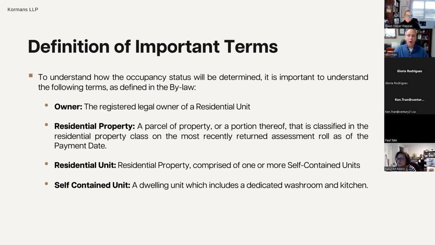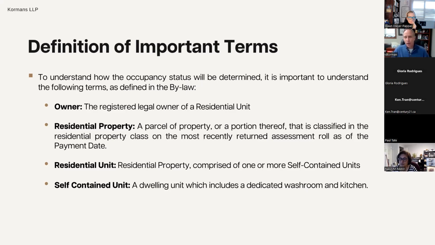So there could be a property that is a mixed use property, but a component of it is a residential unit. It might fit this definition. So there has to be a filing, a declaration on that, and there's potentially tax payable if it turns out to be vacant. And there's also a definition for a self-contained unit, which would be a dwelling unit, which includes a dedicated washroom and kitchen.